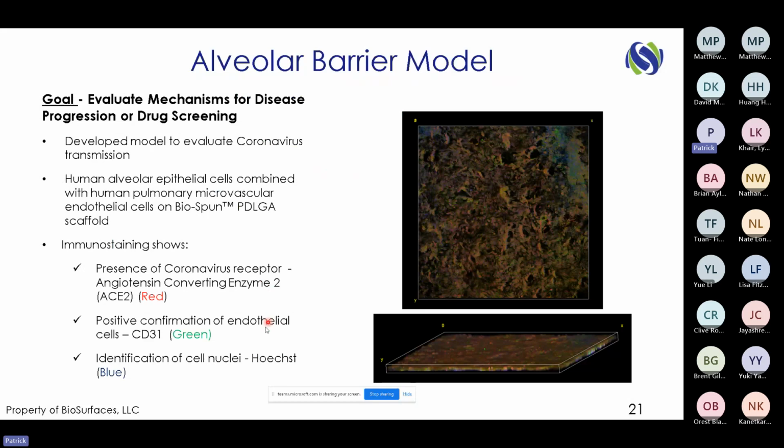This is kind of a composite. You can see that when these two cell types were together, they really formed unique three-dimensional structures, and the way they interacted was quite unique. What I don't show here is that we did have very high TEER, showing that we had a fully intact alveolar barrier. The staining here shows the ACE2 receptor as well as the CD31 and the Hoechst for the nuclei.